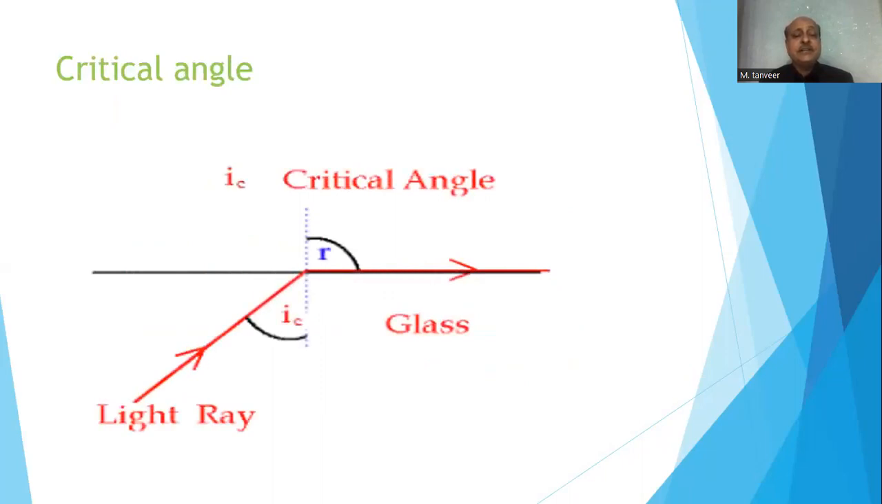This is the critical angle, the angle of incidence for which the angle of refraction is 90 degrees. This incidence angle is called the critical angle. So, the angle of incidence for which the angle of refraction is 90 degrees. This angle is called the critical angle.